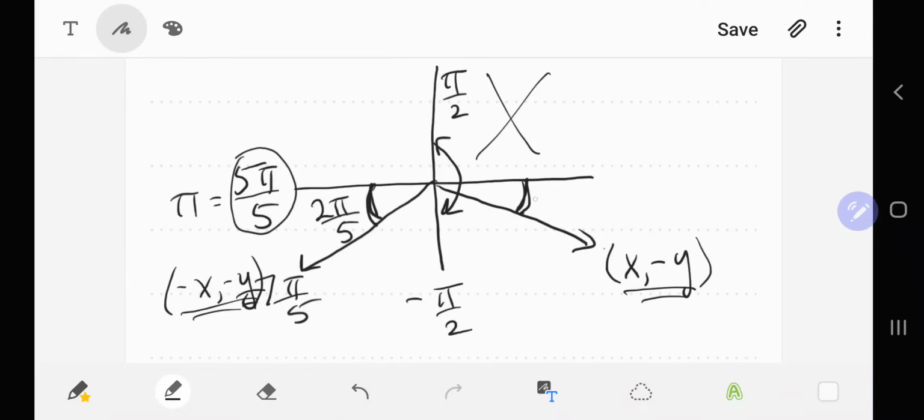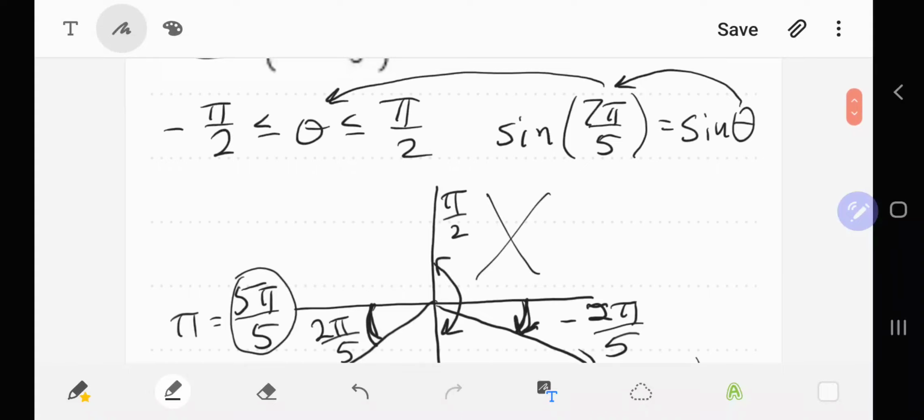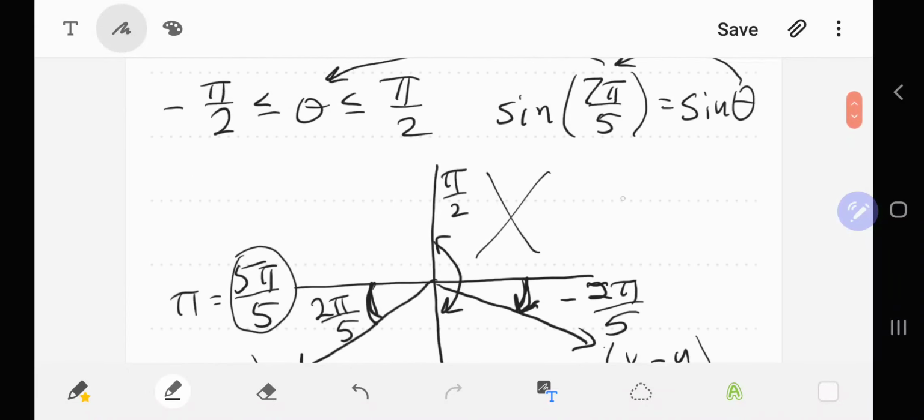Okay, but now remember, we're going from negative pi over 2 to pi over 2. So to get to this angle, we're going to have to go clockwise. And so that's going to be negative 2 pi over 5. And so the answer to our problem, the theta that we're looking for, is negative 2 pi over 5.